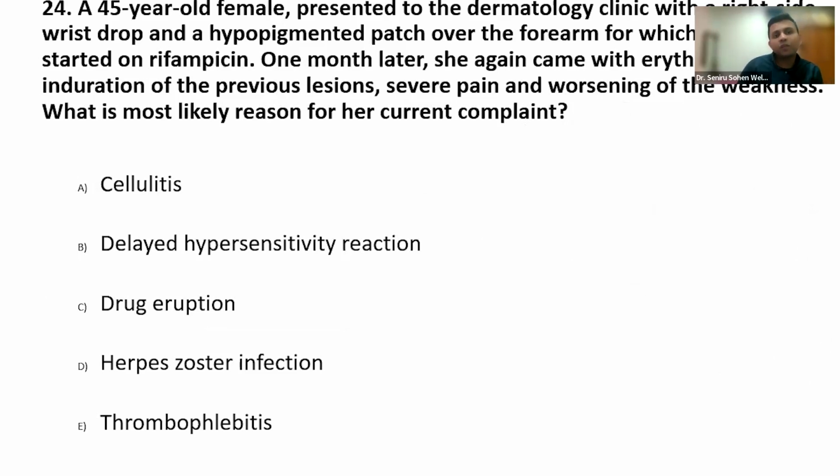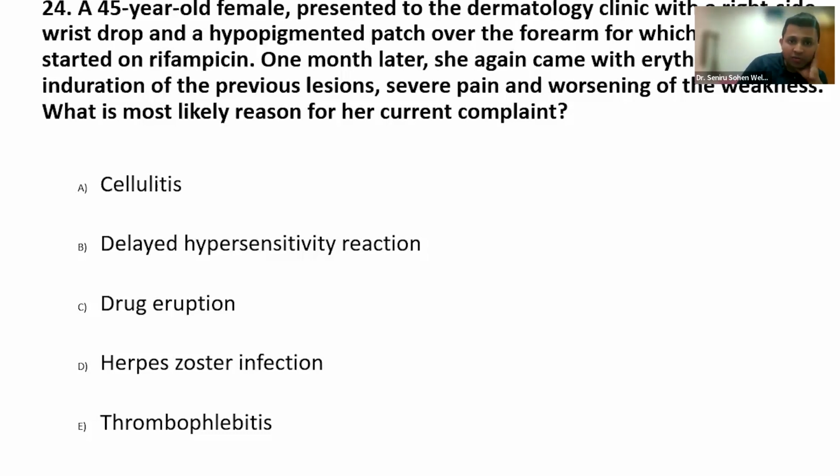A 45-year-old female presented to the dermatology clinic with a right-sided wrist drop and a hypopigmented patch over the forearm, for which she was started on rifampicin. So what do you think when you think about this? Right-sided wrist drop, a hypopigmented patch over the forearm, and she has been started on rifampicin. So this is leprosy that we are dealing with. Leprosy is treated with rifampicin, dapsone, and drugs like clofazimine, but the patient has been started on rifampicin, so it's most likely the patient is having tuberculoid sort of leprosy.